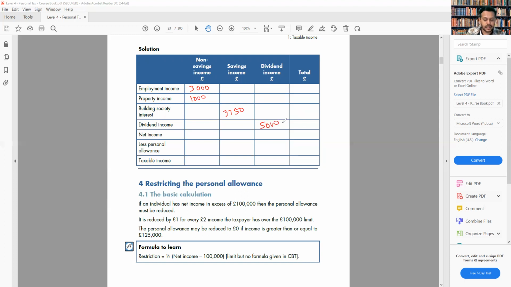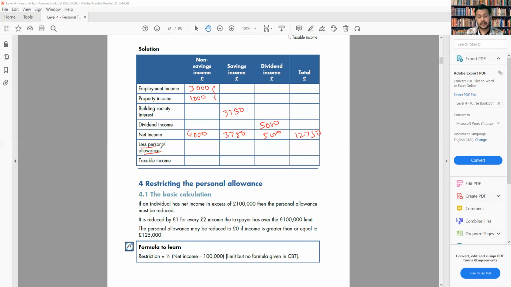And that's it. That will give us the net income. So 3 plus 1, it is 4,000. And saving 3,750. And the dividend is 5,000. So my total net income will be 4 plus 5 is 9,000 plus 3,750, so 12,750. Now I'm going to minus the personal allowance.